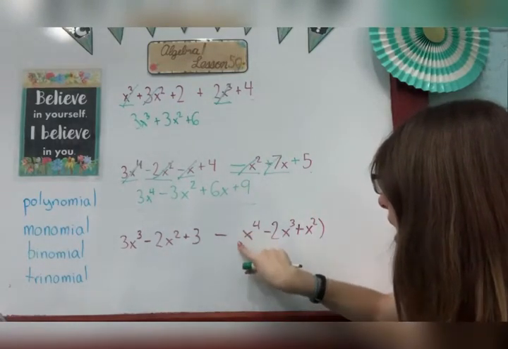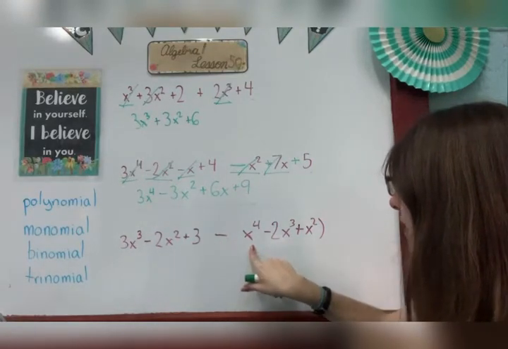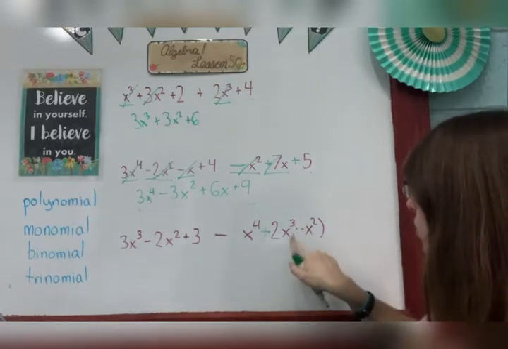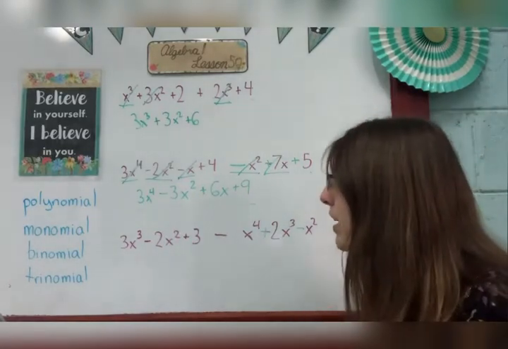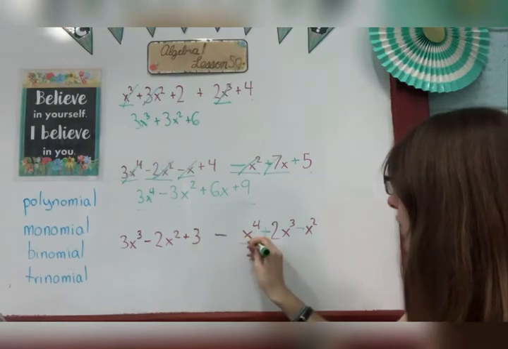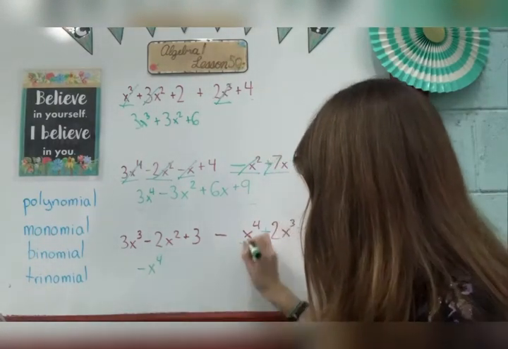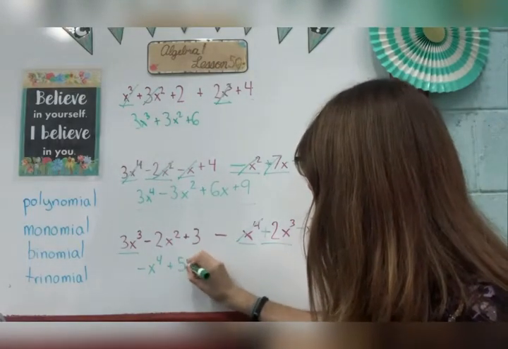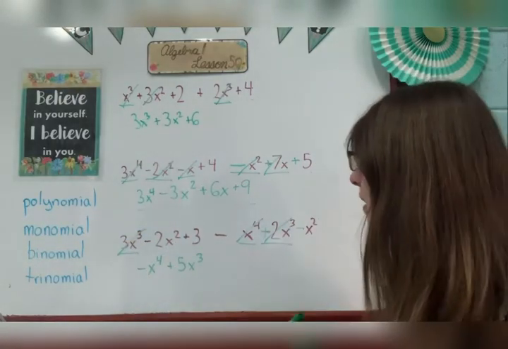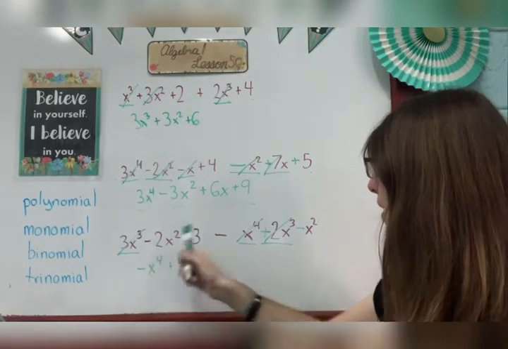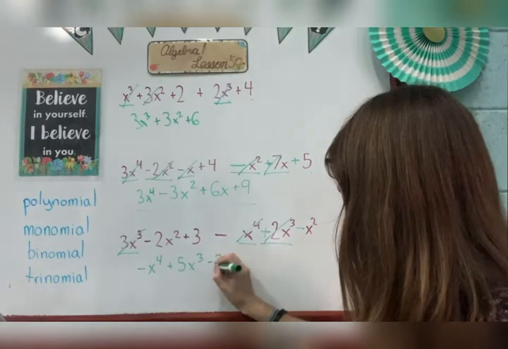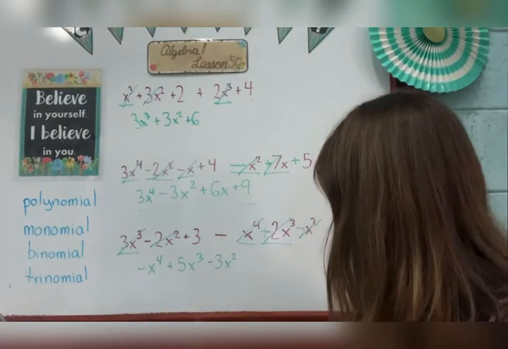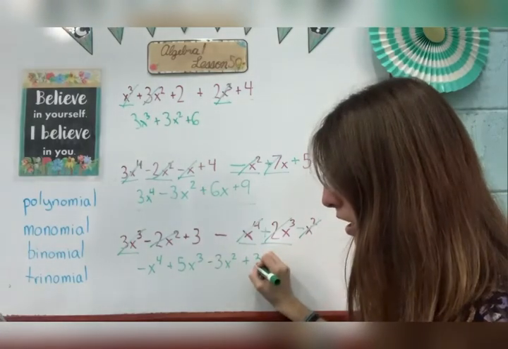Negative 1 times x to the 4th power is negative x to the 4th. Negative 1 times negative 2x cubed becomes positive 2x cubed. Negative 1 times positive x squared becomes negative x squared. Now I'll combine my like terms. My biggest is x to the 4th. It's by itself, so it's negative x to the 4th. Then I go to my cubes. I have 3x cubed plus 2x cubed, so that would be 5x cubed. Negative 2x squared minus x squared, negative 2 minus 1, is negative 3x squared. Now I have just a positive 3 left, so plus 3.